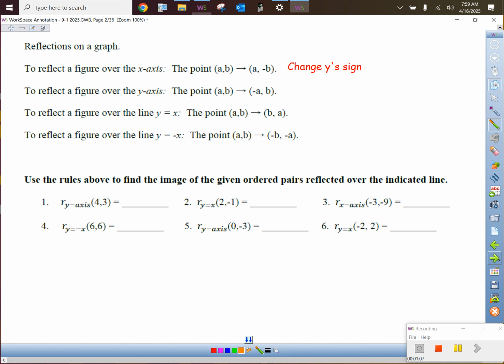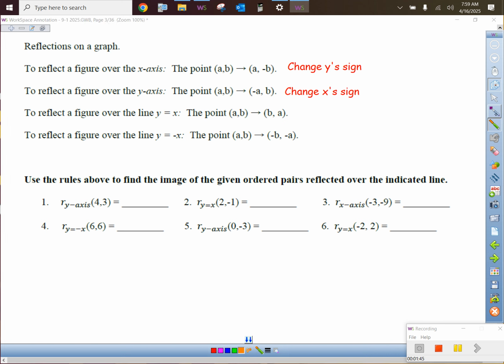So how about if you reflect over the y-axis? What do you think the rule is going to be on that? Change X's sign. I call that kind of like opposite game. If you want to reflect over the x-axis, you're going to change Y's sign. And if you want to reflect over the y-axis, you're going to change X's sign. Those were stuff I think you could have handled without a teacher.